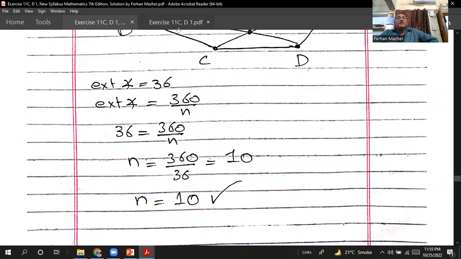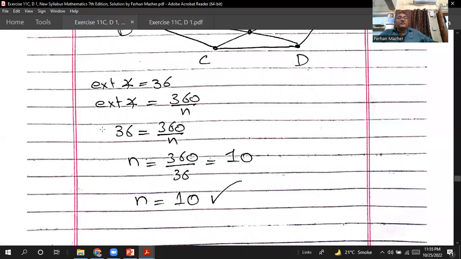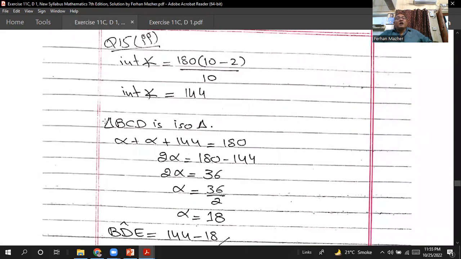Let me see. BDE. Okay, they want me to find out this angle. So the internal angle is equal to 180 × (10 − 2) / 10. So the internal angle will be 144.